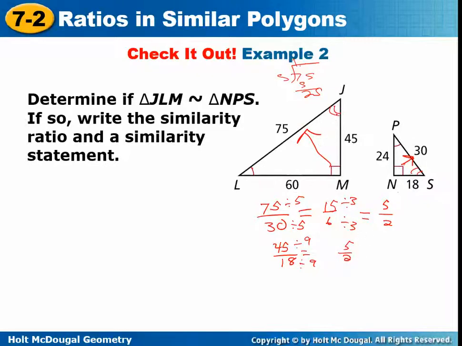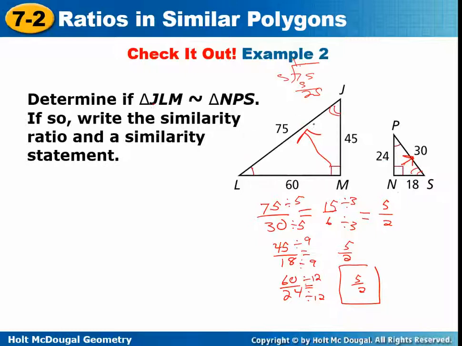Opposite the angle with 2 marks is 60, and opposite the angle with 2 marks is 24. And I want to see if that simplifies to 5/2. Let's try dividing both of these by 12. 60 divided by 12 is 5. 24 divided by 12 is 2. So they are indeed similar. Once you determine they are similar, this is the similarity ratio right there, 5/2. That's what I got each time. That's the similarity ratio.